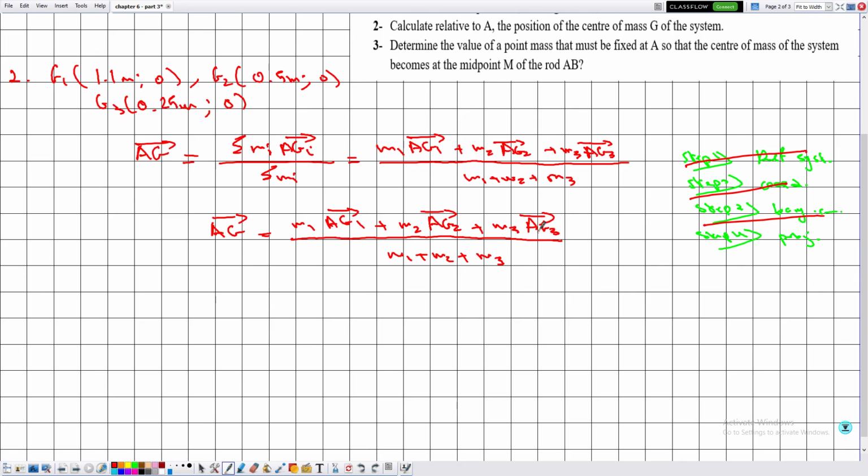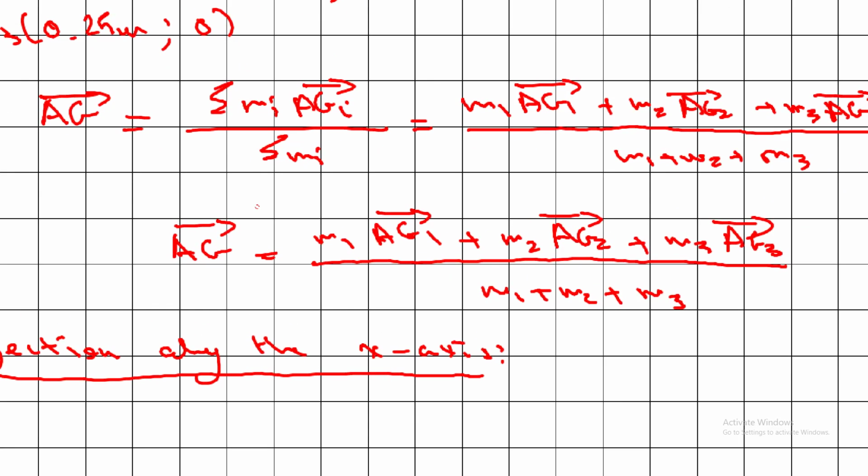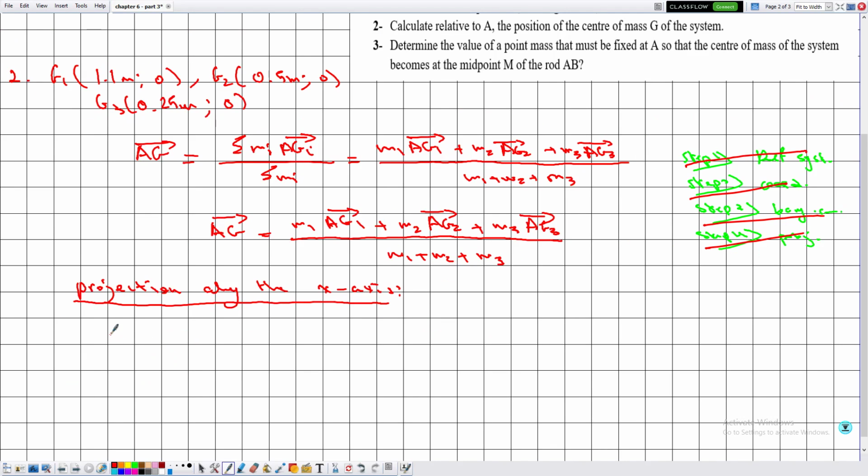Now notice that this is a vectorial equation. It carries an x component and y component. Then step number 4 is to project. So this equation will give birth to two equations. Then in this case, projection along the x-axis. So simply we drop down the vector, and each vector quantity will carry the label x.